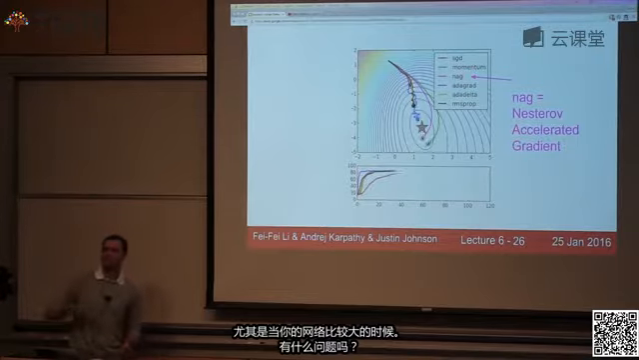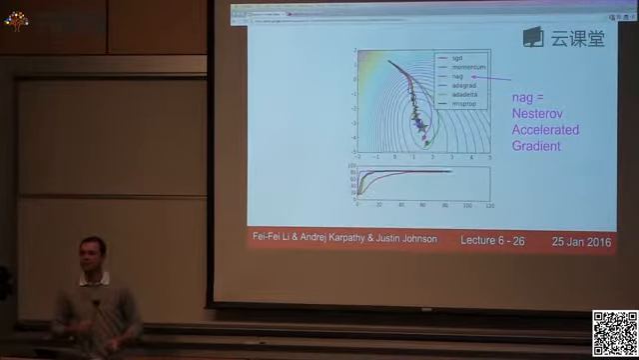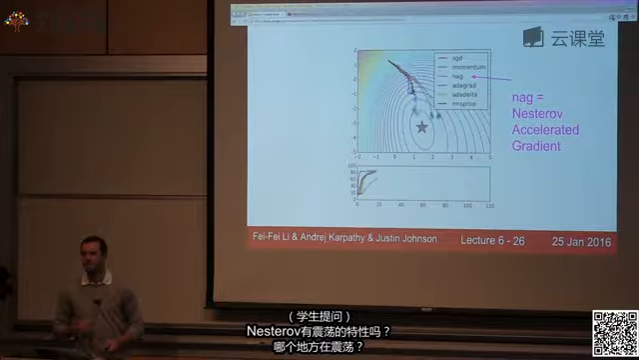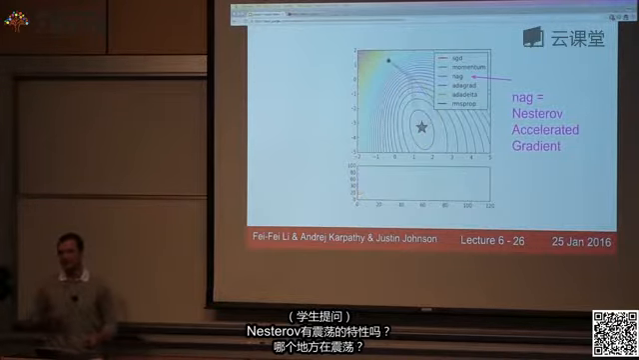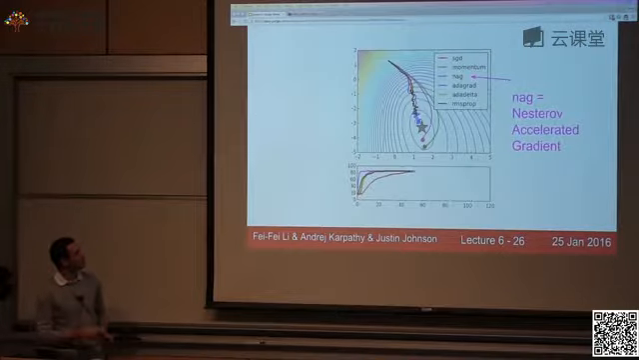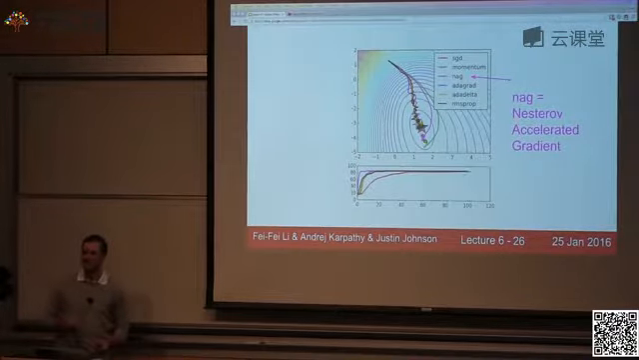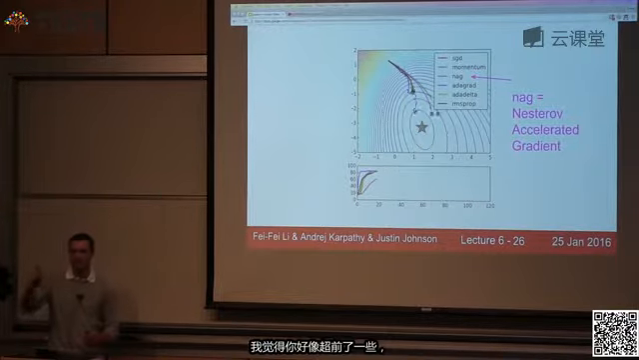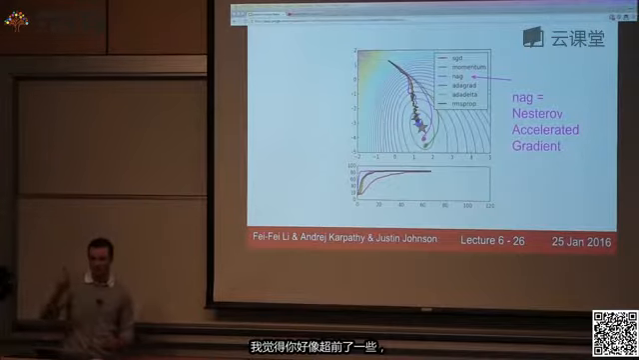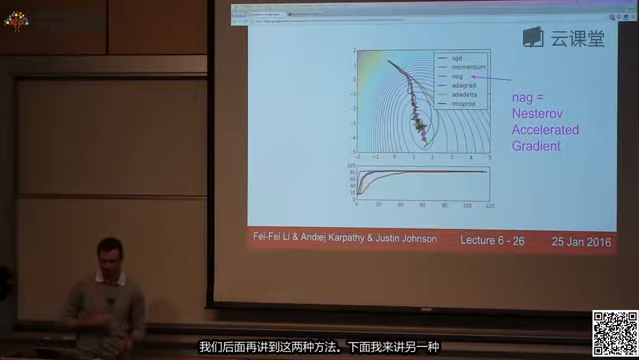OK, was there a question over there? Nesterov has this oscillating feature. How to overcome this? Nesterov has an oscillating feature? Which part is oscillating? OK, I think you're jumping ahead maybe by several slides. We're going to go into second-order methods in a bit.